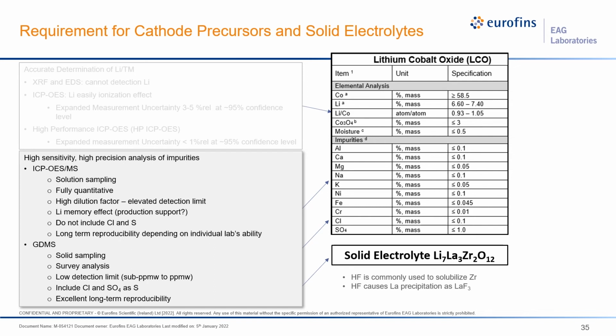Now, what about solid electrolytes? I'll give you an example, lithium lanthanum zirconium oxide. You can see digesting them is not going to be so easy. To break down the zirconium matrix, we typically need to use HF. And once you're using HF, what happens?